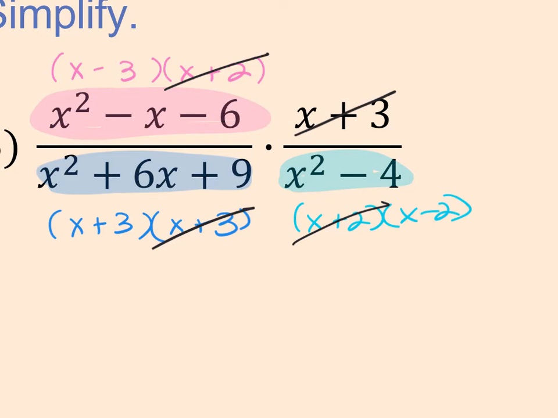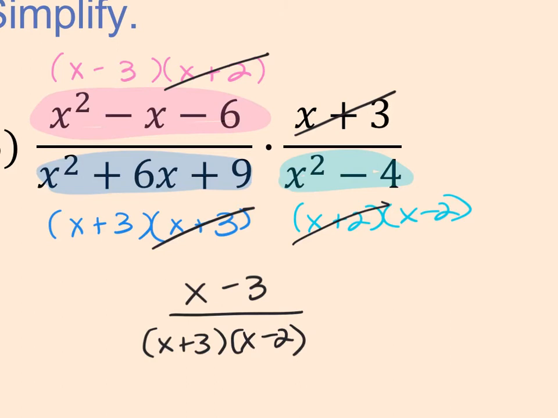In the numerator, the only thing left is the X minus 3. And in the denominator, I've got X plus 3 and X minus 2. Remember that the plus and the minus cannot be canceled out. If it was X minus 3 in the top and 3 minus X in the bottom, those are opposites. I can cancel it, give it a -1. But if one's a plus and one's a minus, I cannot cancel them out.